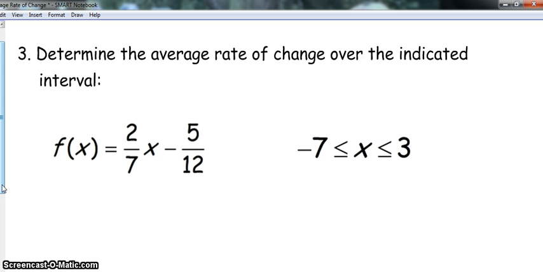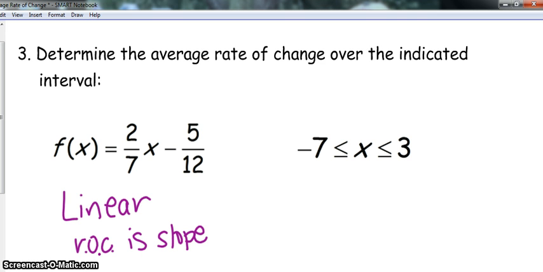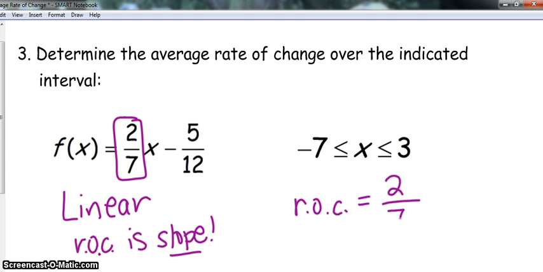All right, so did you fall for it or did you just tell me an answer? Notice that this is a linear function. And if it's linear, the rate of change is slope. You didn't have to deal with those fractions at all. Your rate of change is 2/7. No calculation necessary. No need to deal with those fractions.